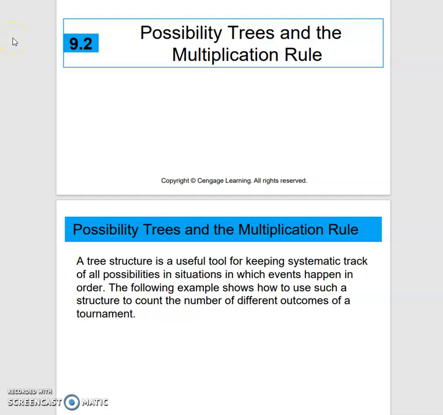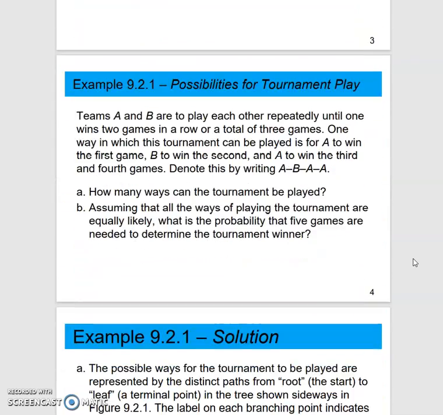Section 9.3, Possibility Trees and the Multiplication Rules. So we're going to make something called a tree, which is a way of keeping track of all the possible events that might happen. And it's just a nice visual aid to help us keep track of things.